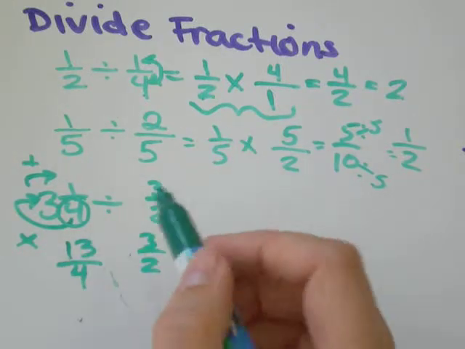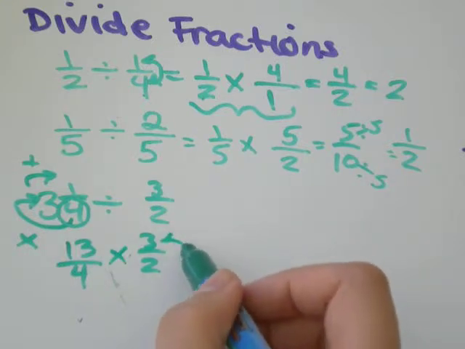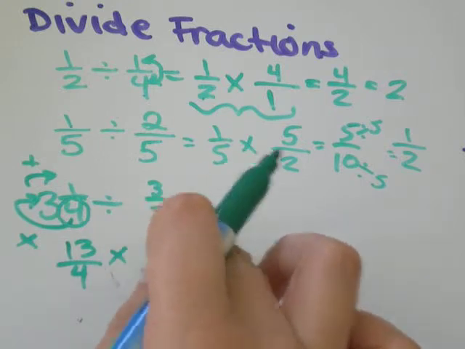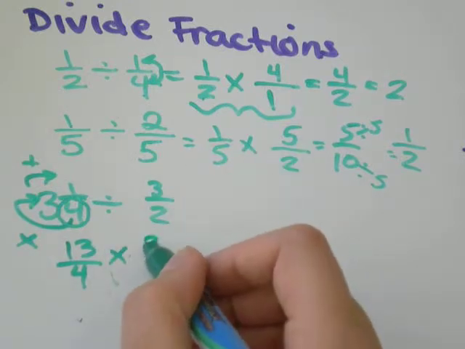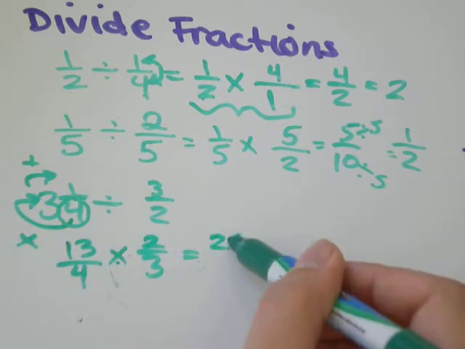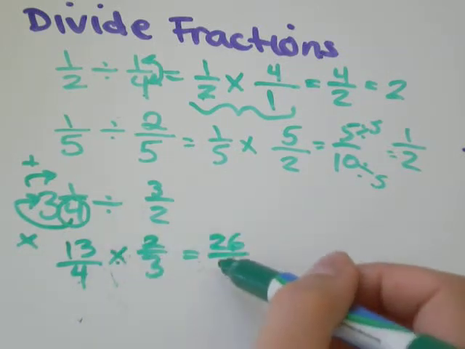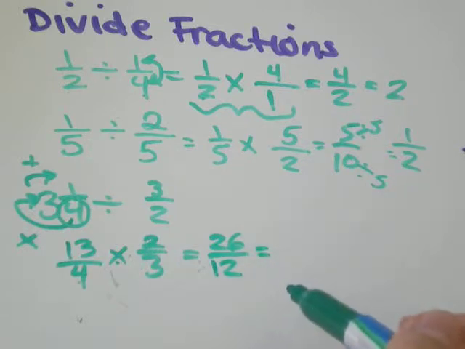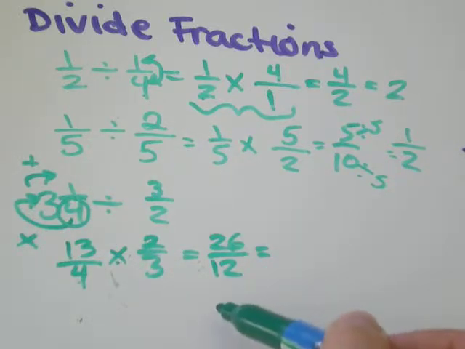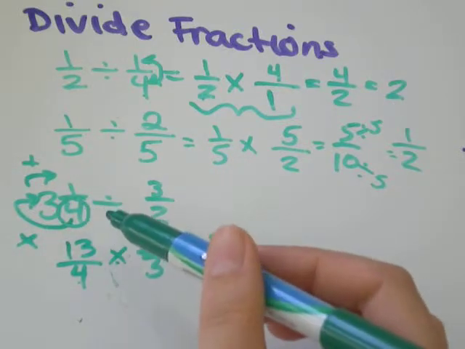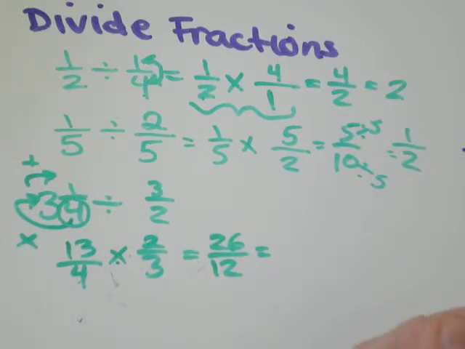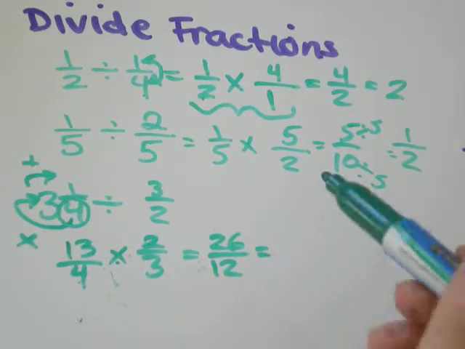So, like always, change it to multiply and do the reciprocal of the second fraction. If we flip 3 over 2, we should get 2 over 3. 13 times 2 is 26. 4 times 3 is 12. And you have a couple of options here. You could reduce it first, or you could change it to a mixed number first and then reduce. So I think what we'll do is reduce it first, I guess.